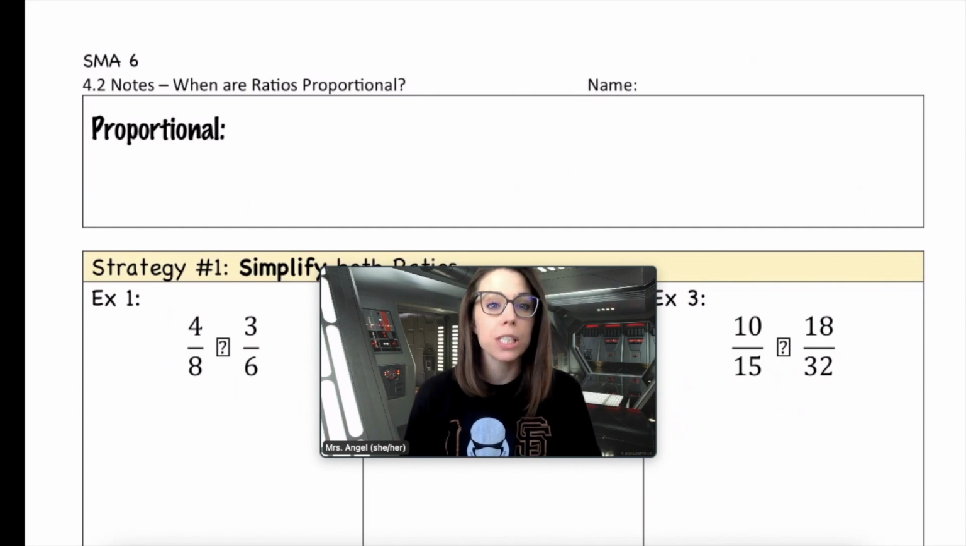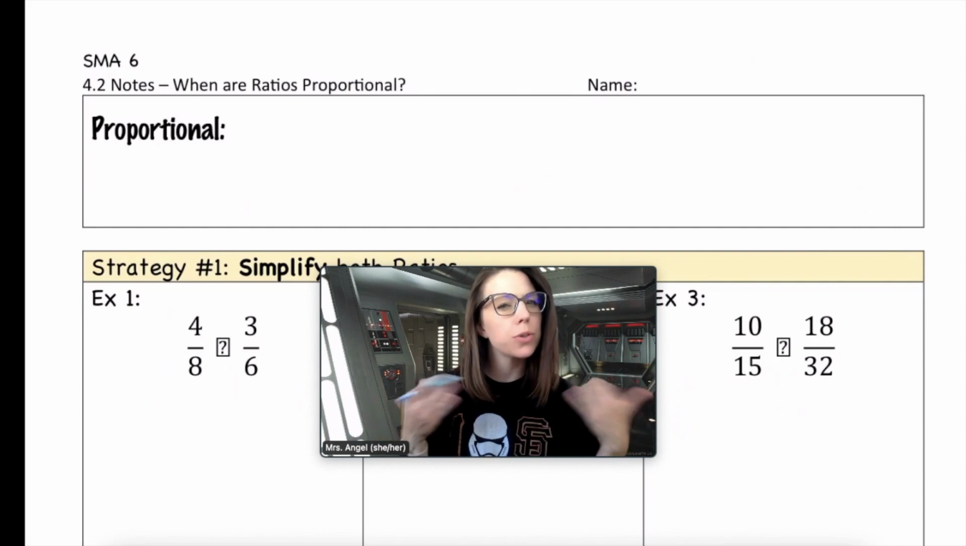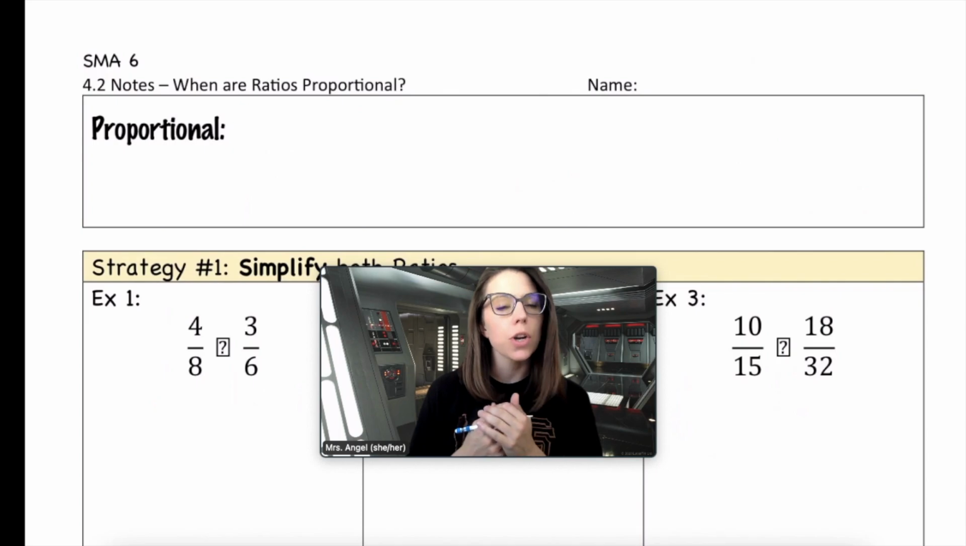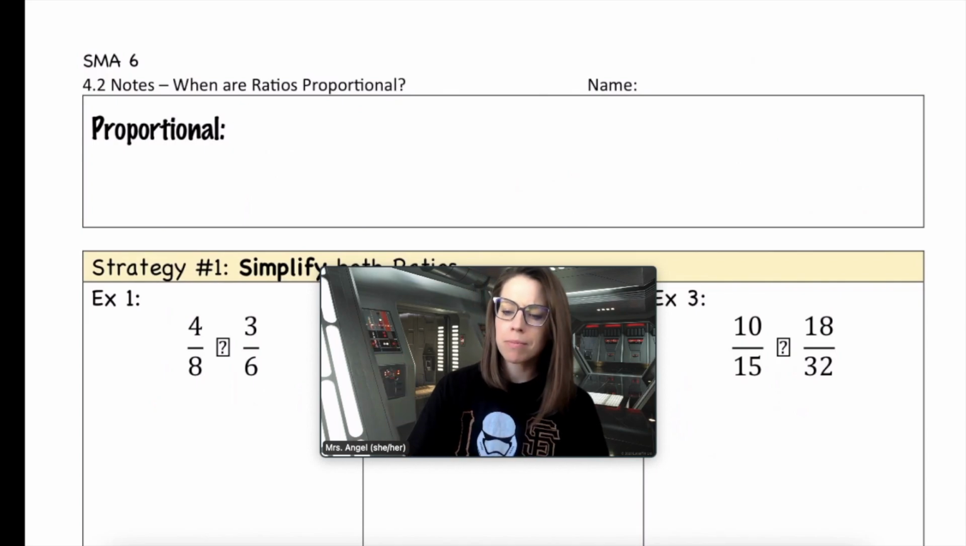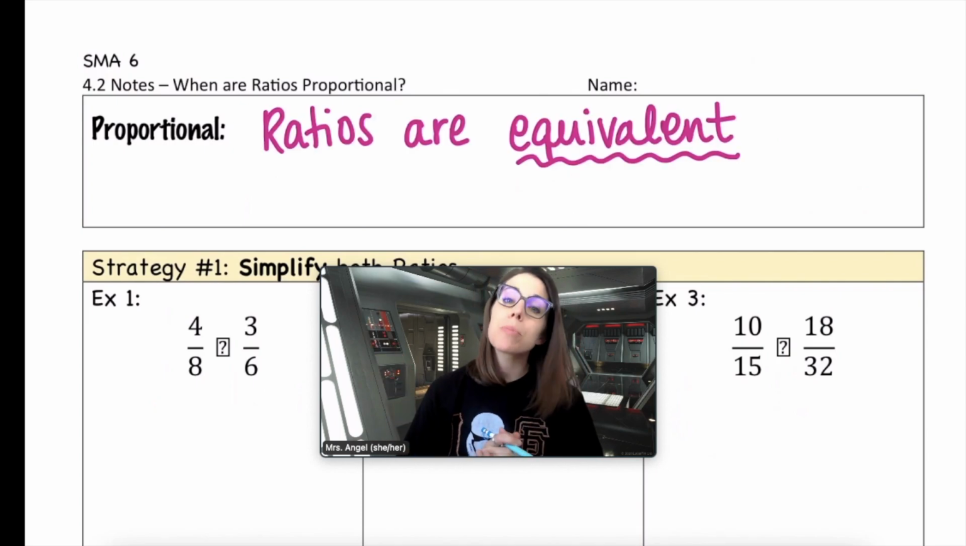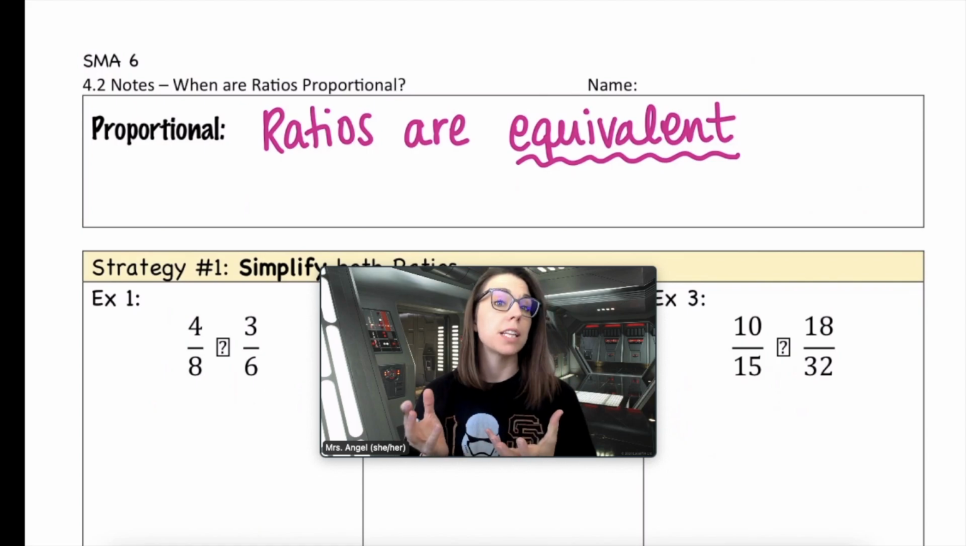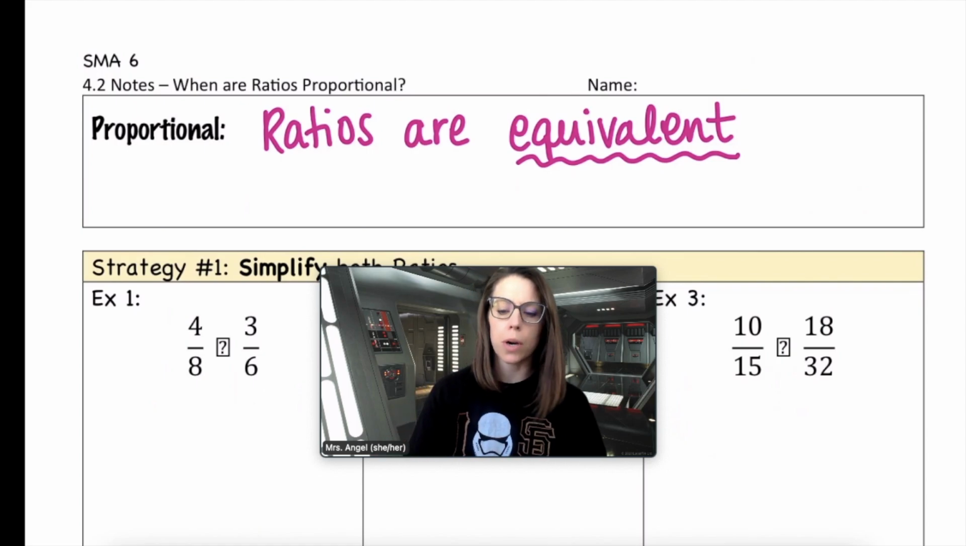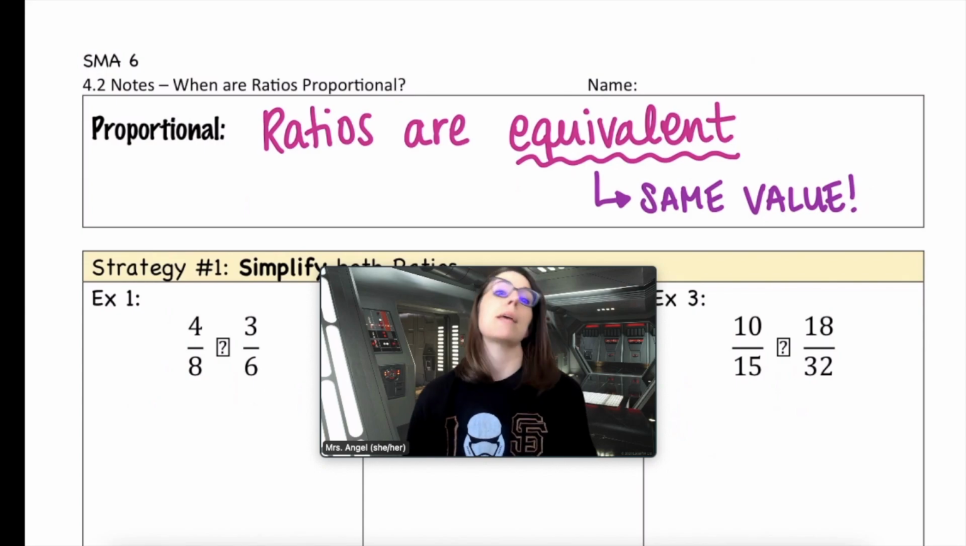Angel with your lesson for today on when are ratios proportional. First, let's start with what proportional means. Proportional means we have ratios that are equivalent. We've talked about equivalent before. Equivalent means that they have the same value.